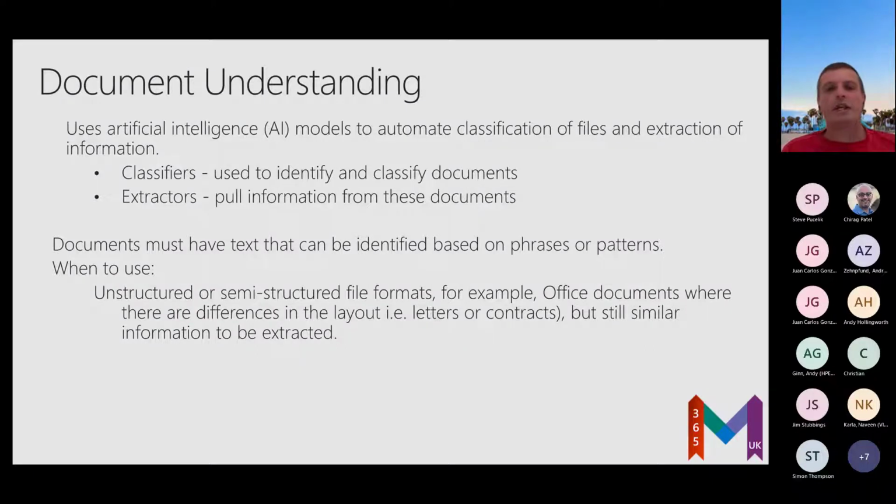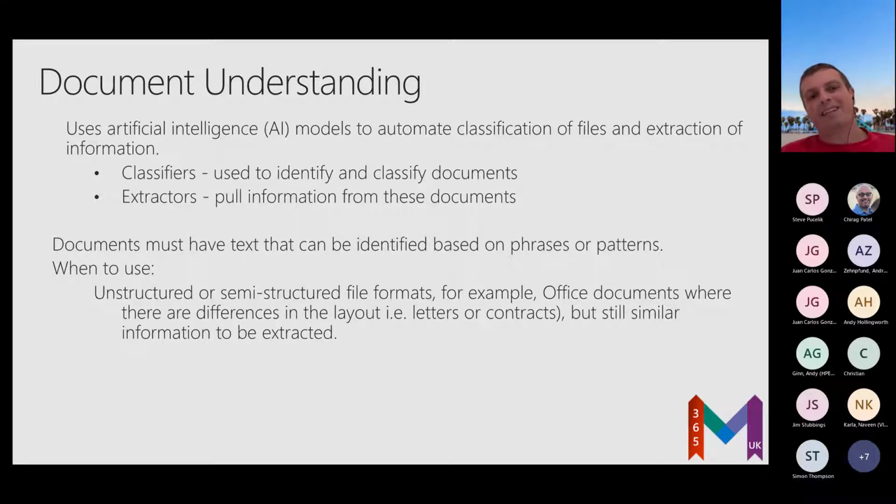Document understanding uses artificial intelligence models to automate classification of files and extraction of information. To use document understanding, you need to create a model to teach the system how to extract information from your documents. But to do this, you need to create a particular type of SharePoint site called a content center. During the setup of Syntex, you need to create the first SharePoint content center. After this, you can create other content centers if you need. The first step is to create the model.